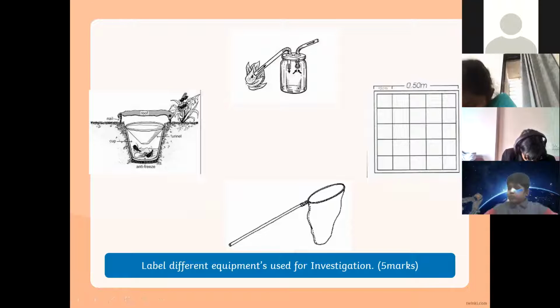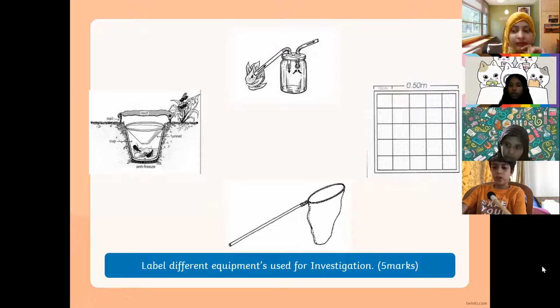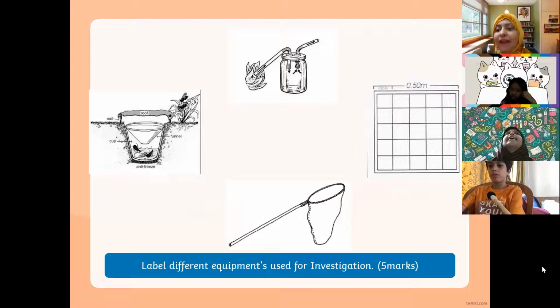Ma'am, can we move on? Yes, we can move on. Can I move on to the next one? No, ma'am. Wait 2 minutes. Okay, I'm waiting for 30 more seconds. And Humaira, you have your Google Classroom as well. You can go to your Google Classroom and complete it. Okay, ma'am. Then you can move. Can I move then, Humaira?